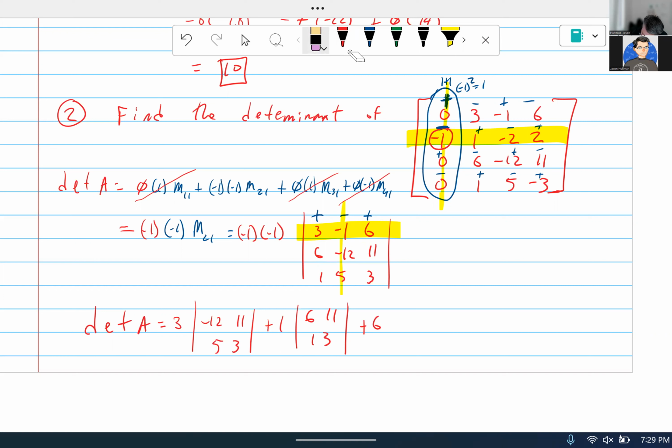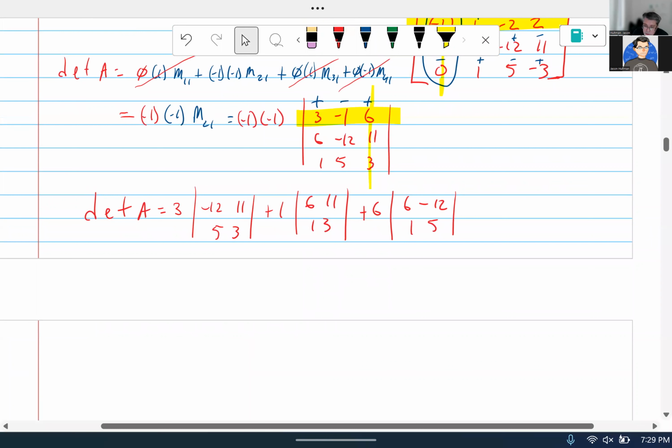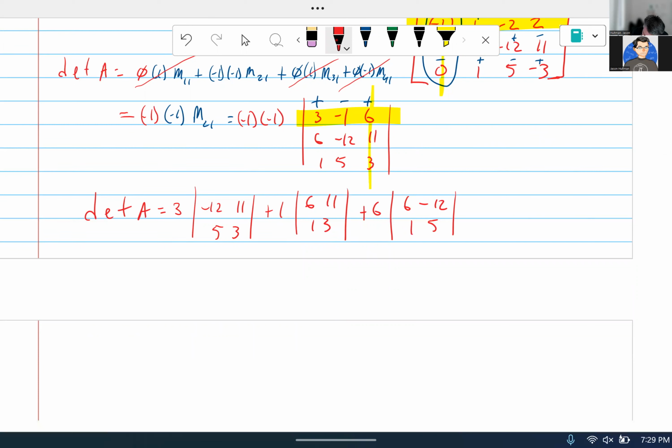And so that's plus 6. Then I'm going to cross off the row and column here, and that's going to give me the determinant 6, -12, 1, and 5. Okay, so now let's evaluate these determinants. Some of this I'm going to do in my head. Remember this is the motion that I'm going to use.